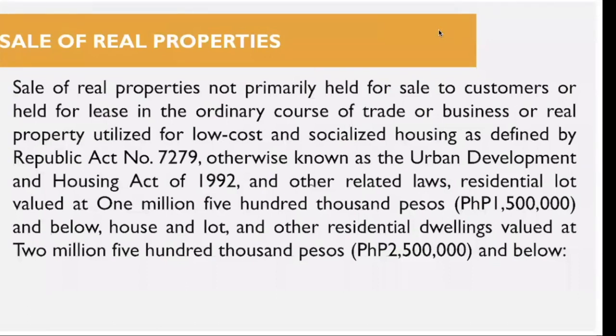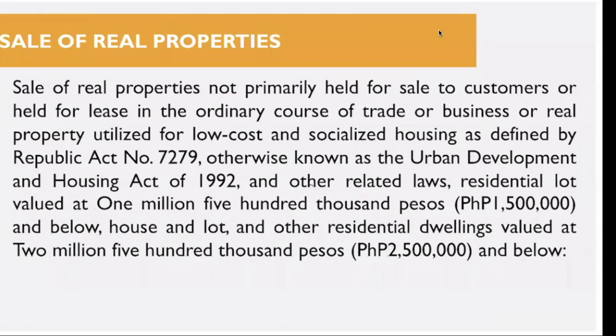You are considered a dealer if it is your primary operations to buy and sell real property. And you are considered a non-dealer if it is not your primary operation. So under the code, dealer and non-dealer have exemptions. Let's take a look: when can we say that a dealer is exempt and a non-dealer is exempt?